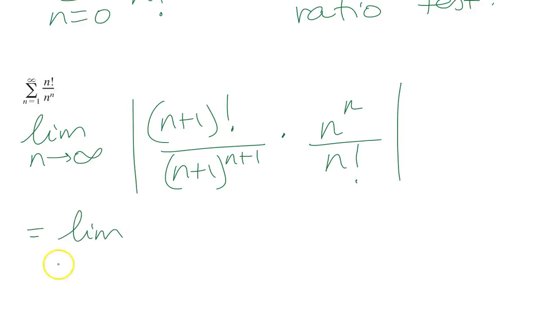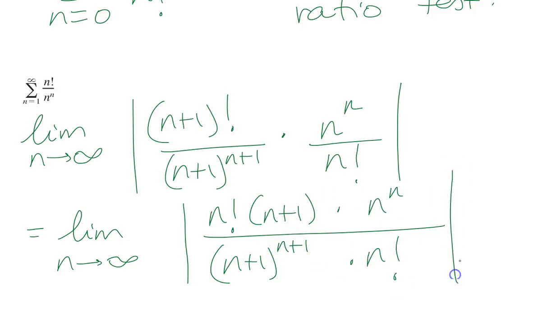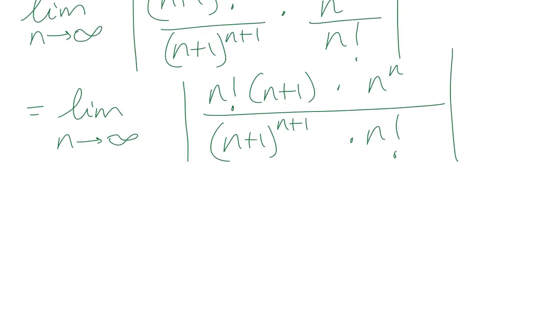So limit as n goes to infinity of n plus 1 factorial, which is n factorial times n plus 1. This is n to the n. Here n plus 1 to the power n plus 1. And this is n factorial. So guys, what I did in the previous step was just rewriting n plus 1 factorial. They cancel. Now, we've seen something similar to this before.